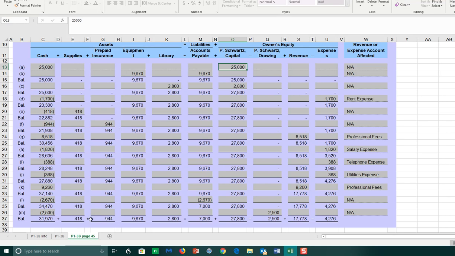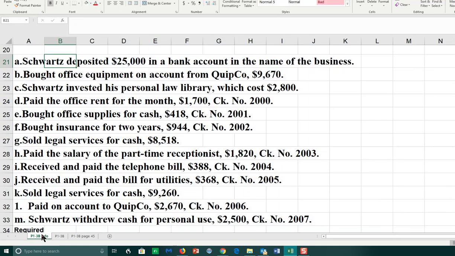The second transaction involves purchasing office equipment on account. On account means on credit from Quip Company for $9,670. Again, we quickly analyze.